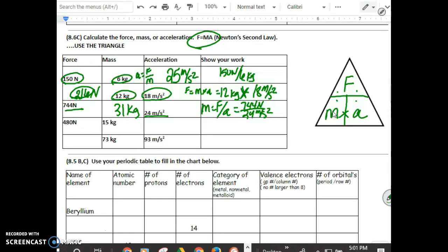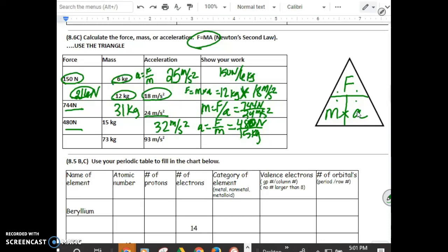And the next problem, we have 480 newtons and 15 kilograms. Our unknown, of course, is acceleration. So we cover up acceleration, leaving us with a formula of F divided by m. Our force is 480 newtons divided by a mass of 15 kilograms, leaving us with an acceleration of 32 meters per second squared.